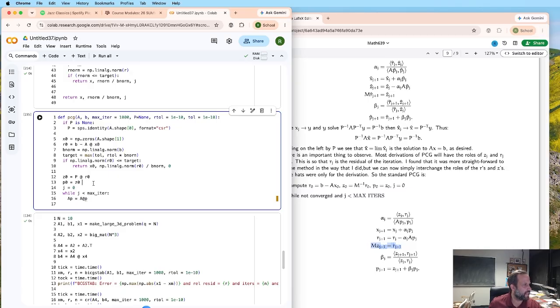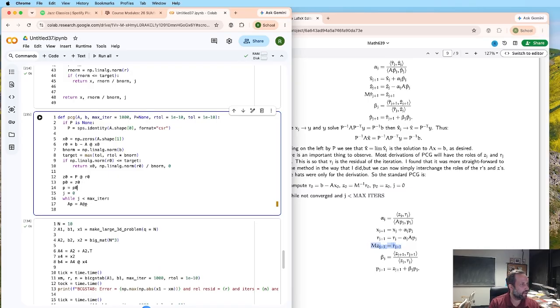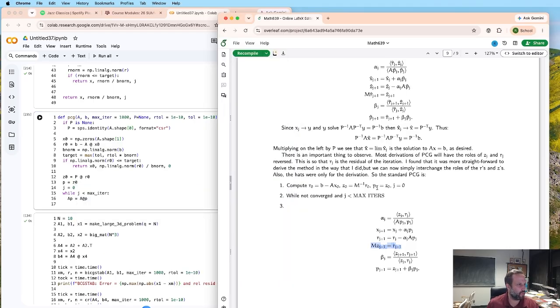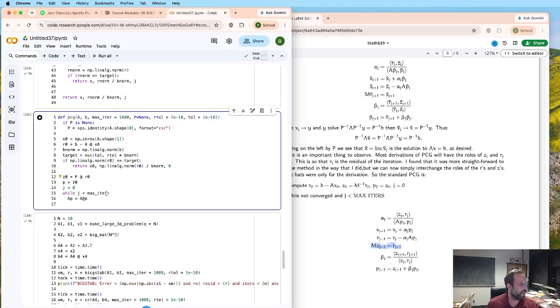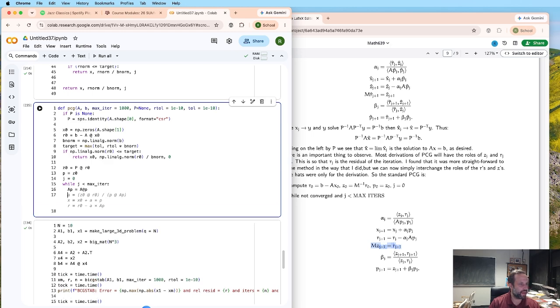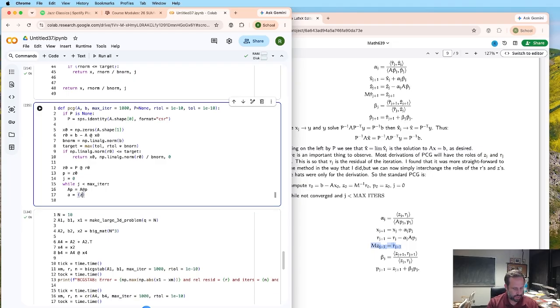Oh, but I need to set p is equal to p naught. I think this is what I needed to do. Okay, sorry. p is equal to z naught. There's sort of a typo here. Well, not really a typo because we're using j's here. Anyways, there was just a slight error in the way that I had coded it. So alpha is going to be equal to z r divided by Ap p.